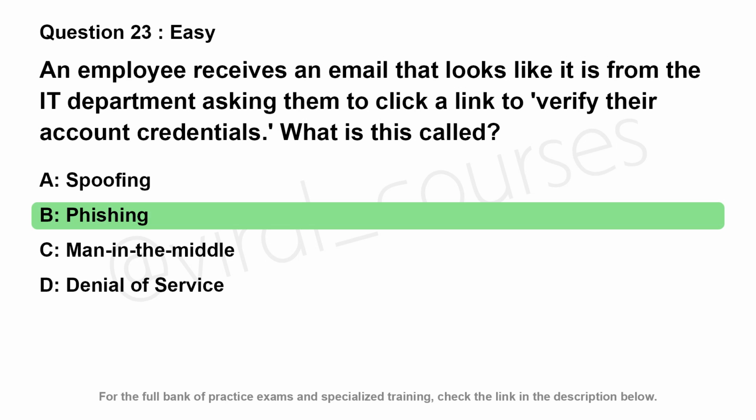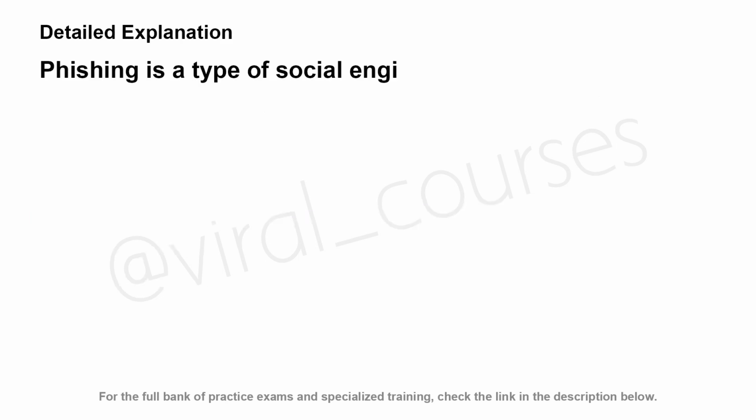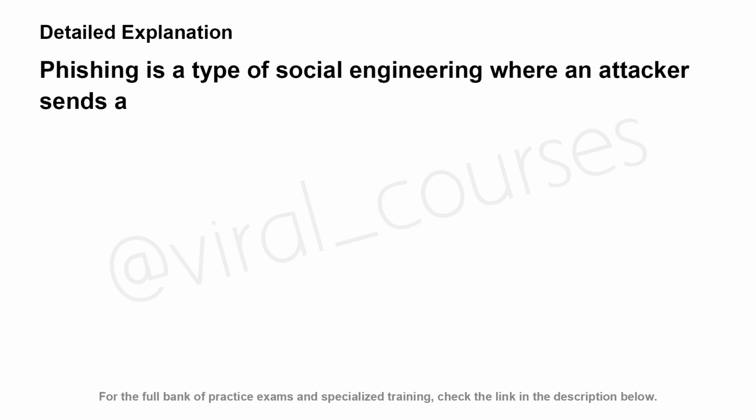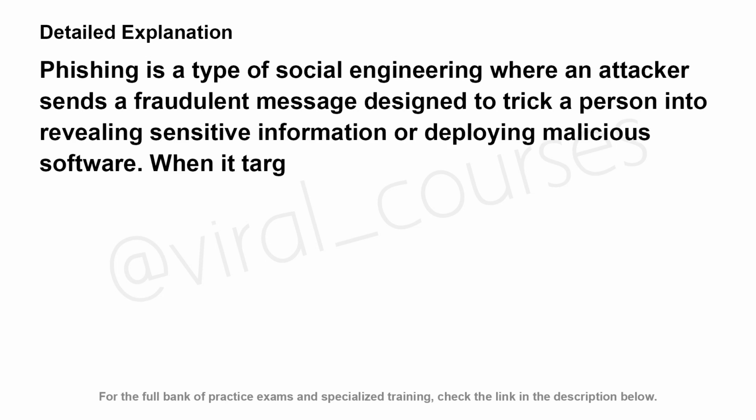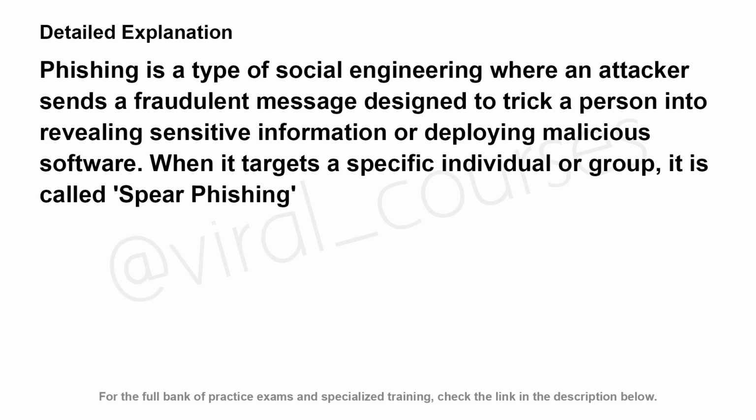The correct answer is B. Phishing is a type of social engineering where an attacker sends a fraudulent message designed to trick a person into revealing sensitive information or deploying malicious software. When it targets a specific individual or group, it is called spear phishing.